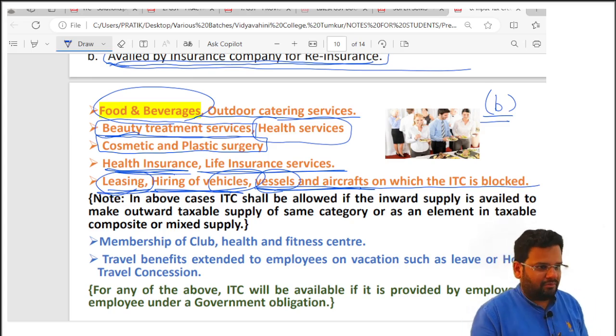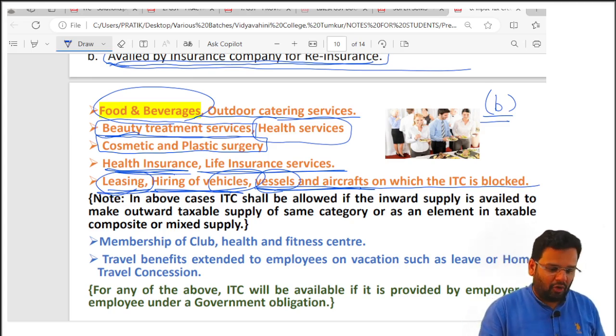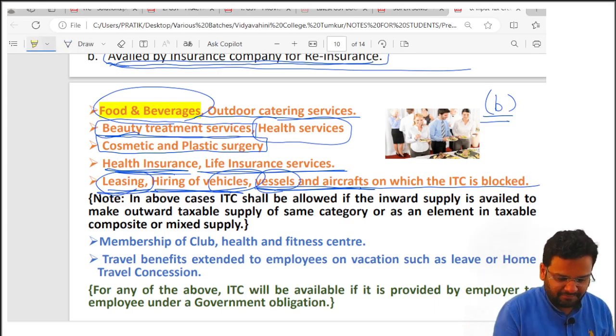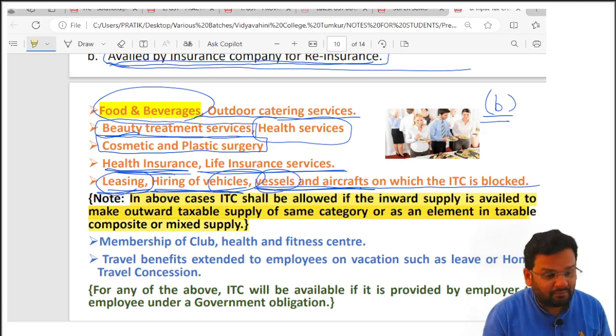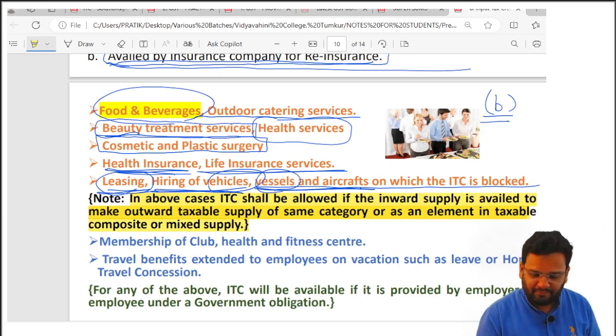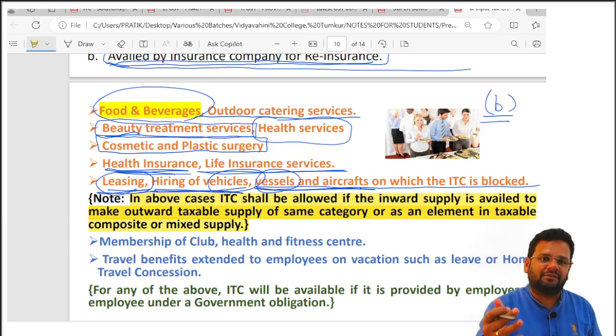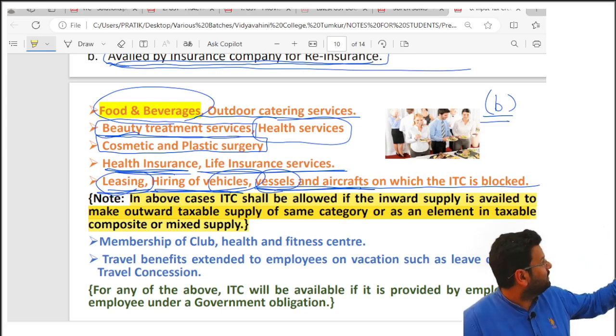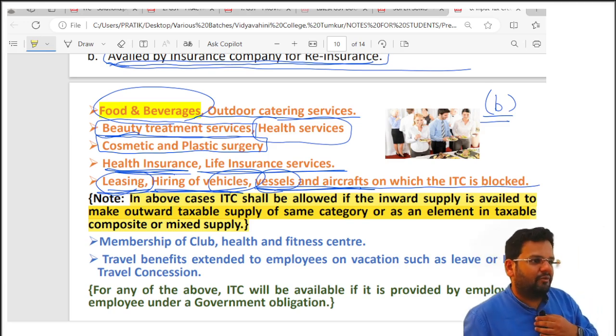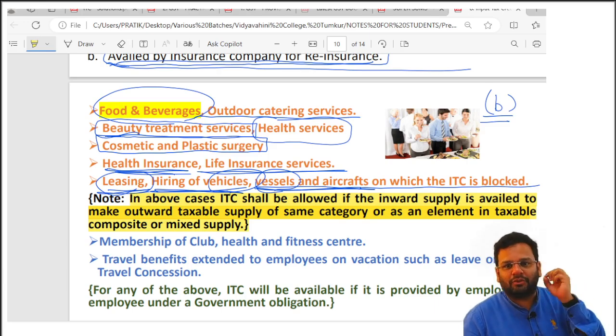Okay, now there is one note. Observe what that note is. I don't think students will study in so much depth, but you have to. You cannot just say vehicles, vessels, insurance, ITC block, and food and beverages ITC block. No. There is one note which is part of this 17(5)(b). What is that note?